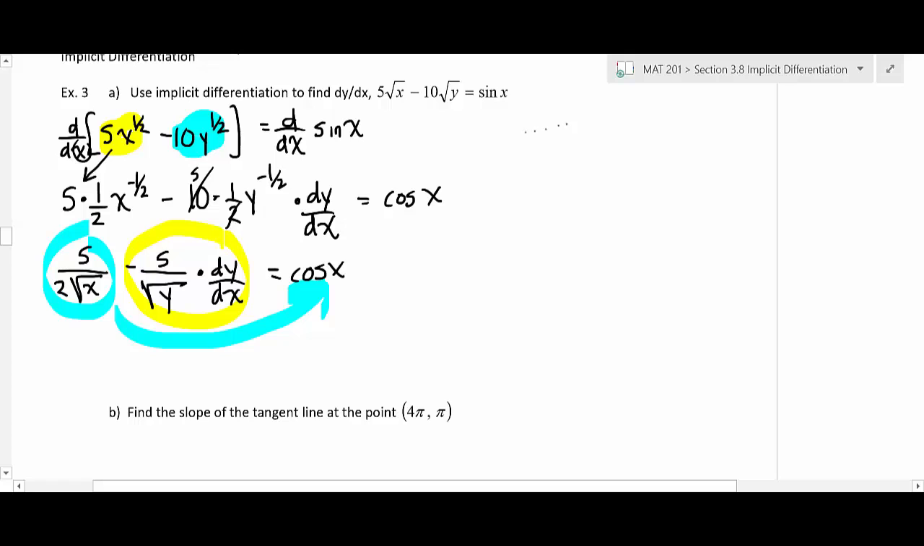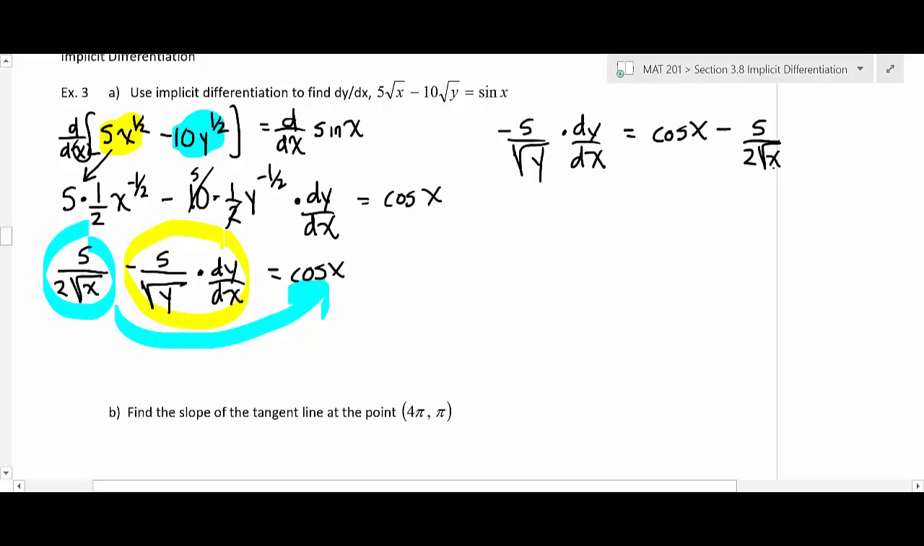So what we would have with that is negative 5 over radical y times dy over dx there. And that's going to be equal to the cosine of x, and then minus 5 over 2 radical x like that. So we have that.